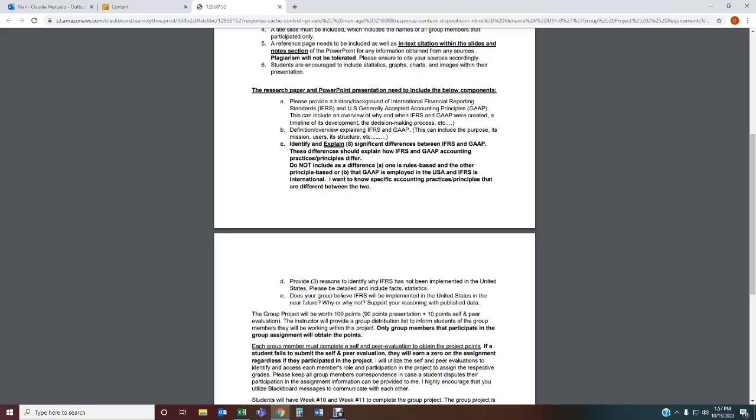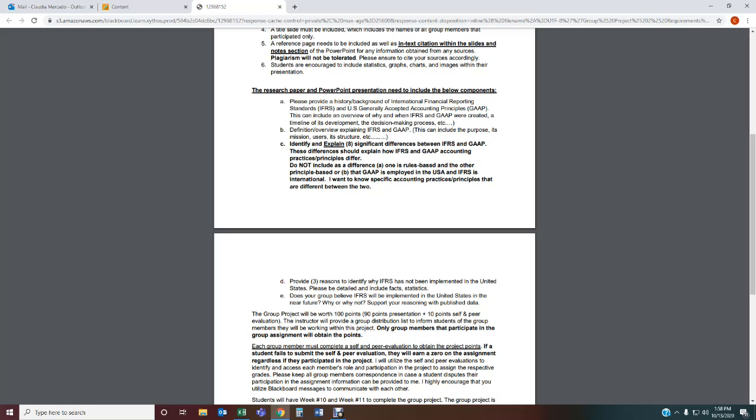A significant accounting difference can be, maybe, how do they account for their inventories? How do they prepare the financial statements? Are there any significant differences between the preparation of the financial statements using GAAP or IFRS? I want to know accounting differences. Explain how they differ, GAAP versus IFRS, and I need 8 of those differences identified and explained.